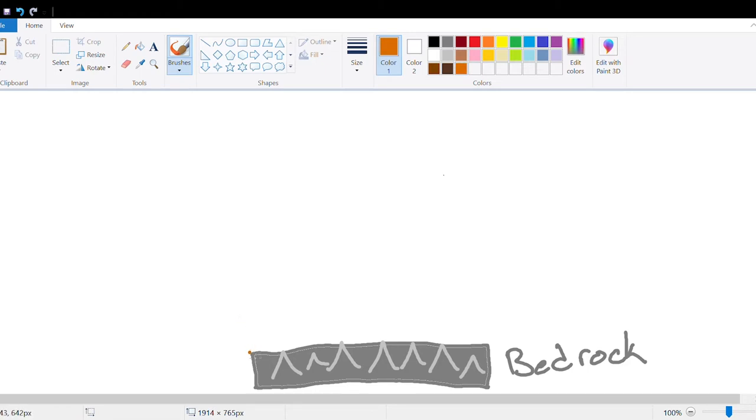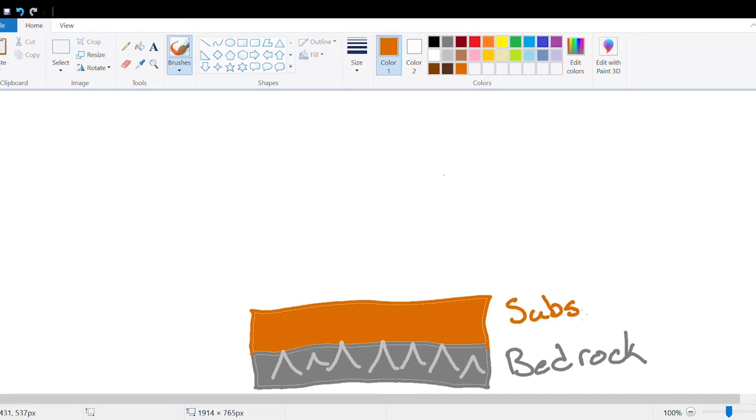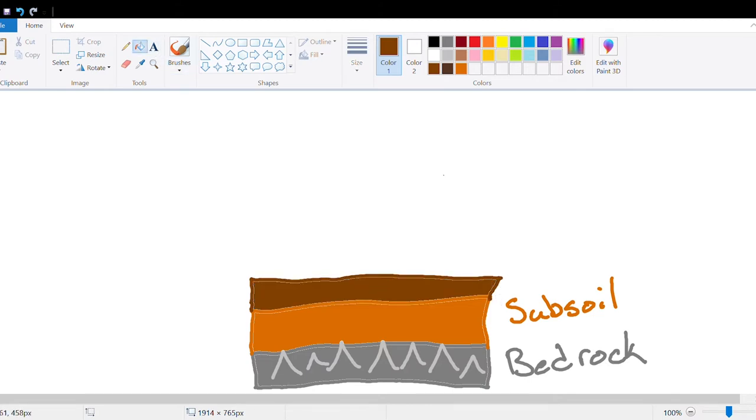On top of this bedrock is what we call subsoil. Now, sometimes when archaeologists dig, they find things in subsoil. But sometimes when they dig there, they find that it's empty. On top of our subsoil are going to be layers of topsoil. And it's in the topsoil that archaeologists find most human activity.